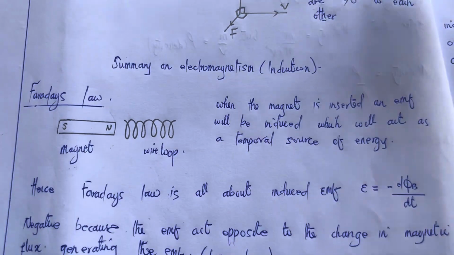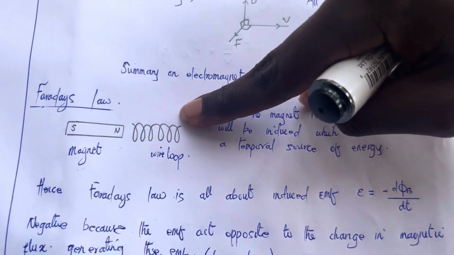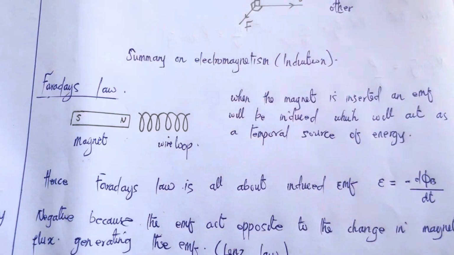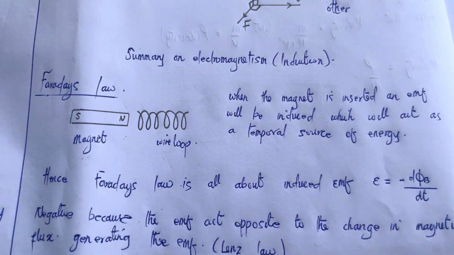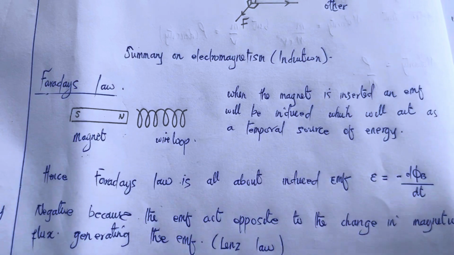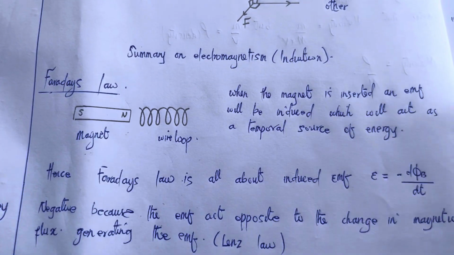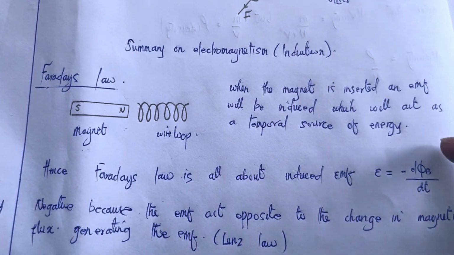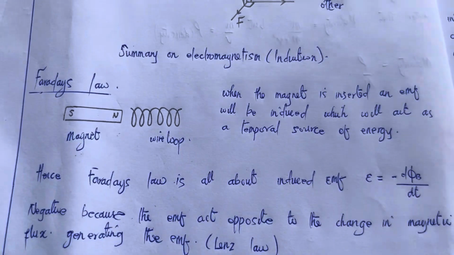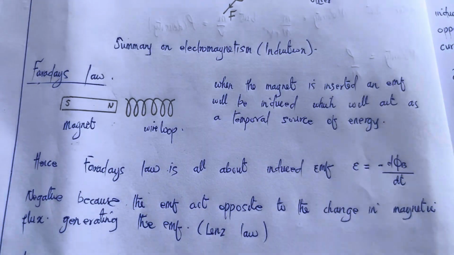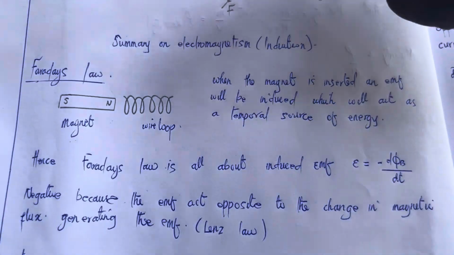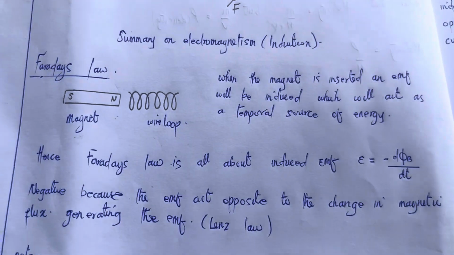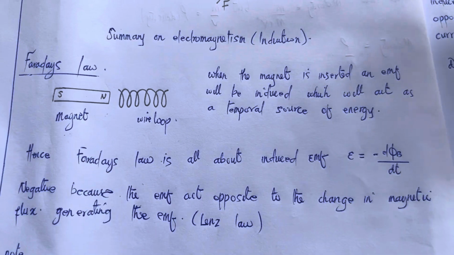From Faraday's law, provided we have a loop of wire, the moment this magnet bar is inserted into the loop of wire, there will be an EMF generated, a temporary EMF. So when the magnet is inserted into the solenoid, or let's say the wire loop, an EMF will be induced, which will act as a temporary source of energy. But there is one contradiction you should know: when this EMF is produced, it will tend to produce a current which will act in opposition to the source of the magnetic field.